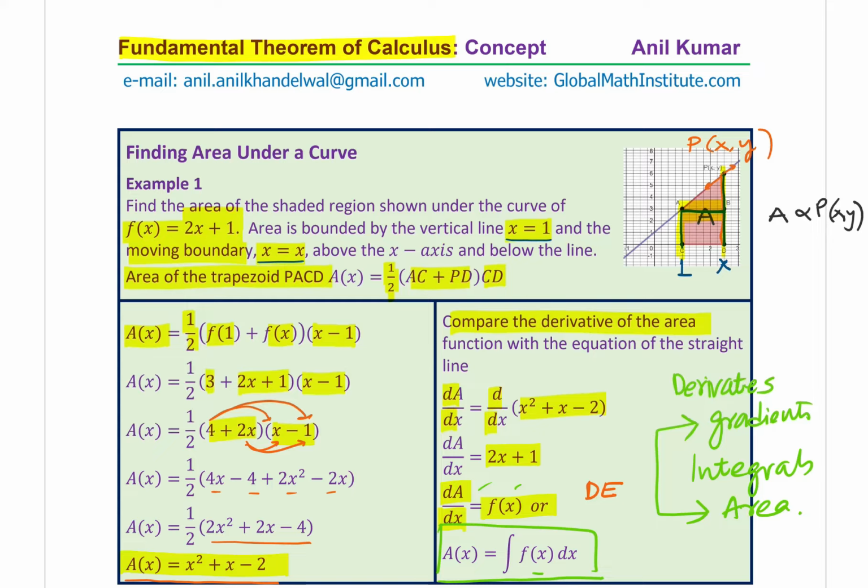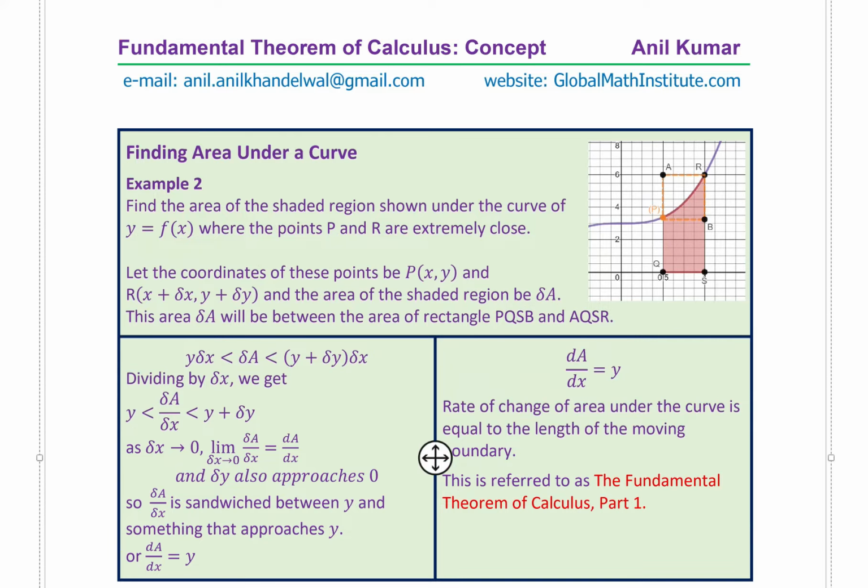We took a very simple example of a straight line, basically to understand the concept. Now let's take a general curve and see whether it really works or not, right? So in this particular case, I've just taken any function here. So f of x is my function. Now in example 2, find the area of the shaded region shown under the curve of y equals f of x, any general function, where the point P and R are extremely close.